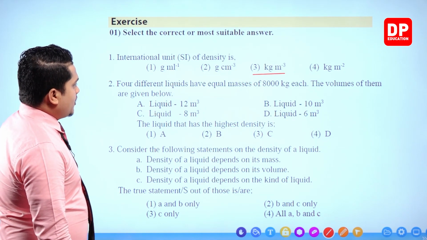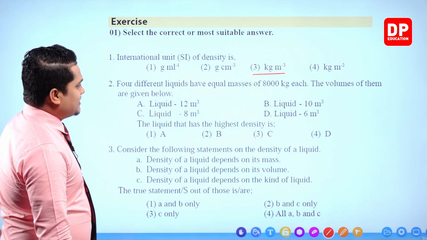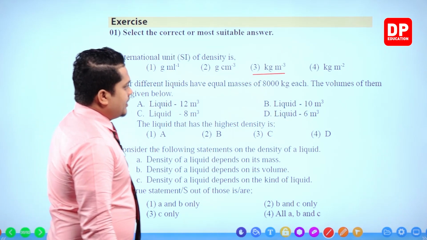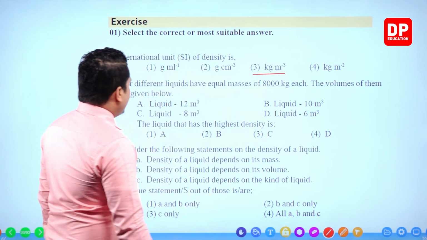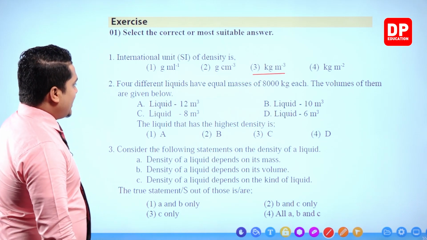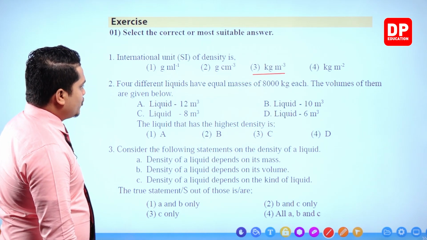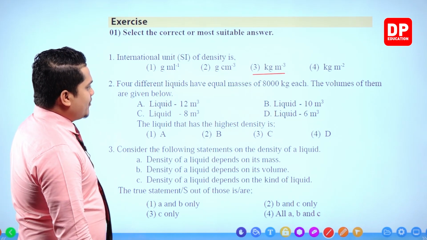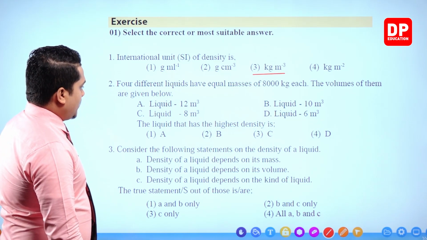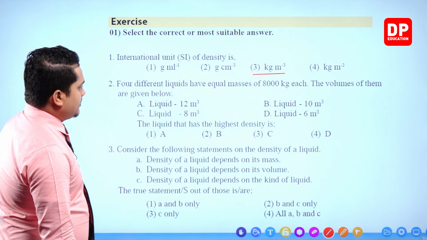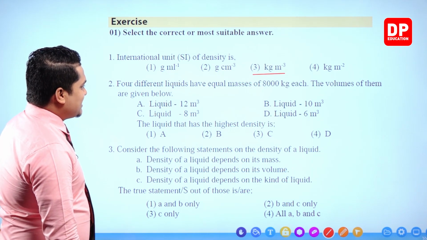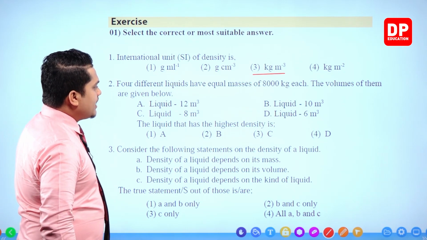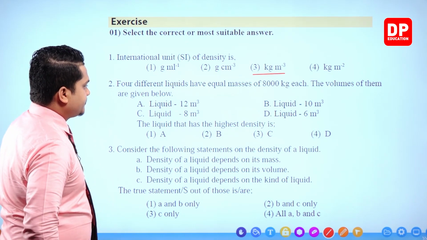Four different liquids have equal masses of 8,000 kilograms each. The volumes of them are given below. Liquid A, 12 m^3. Liquid B, 10 m^3. Liquid C, 8 m^3. Liquid D, 6 m^3. Which liquid has the highest density?